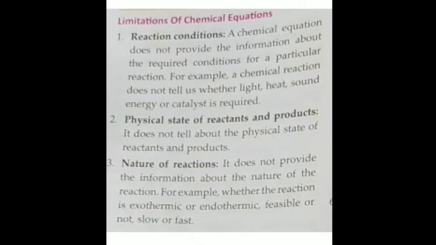Apart from this, other limitations are that the physical state of reactants and products cannot be told. We cannot make out whether they are solid, liquid, gas, aqueous. Then the equation does not provide information about the nature of the reaction. Whether a particular reaction is exothermic, that is, heat is being evolved, endothermic, feasible or not, whether the reaction is possible or not, or whether it is a slow reaction or a fast reaction. Is that clear?